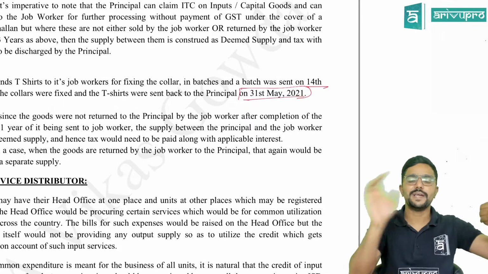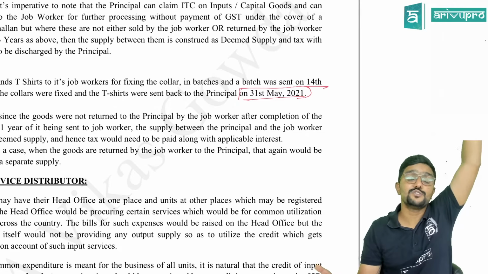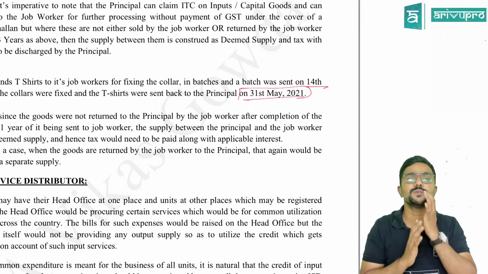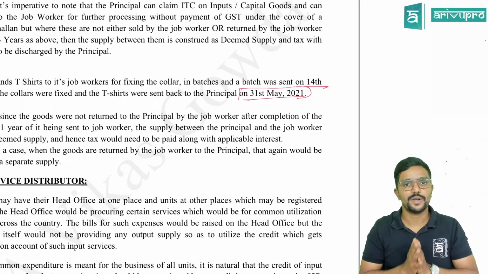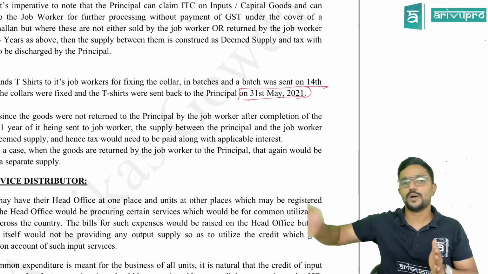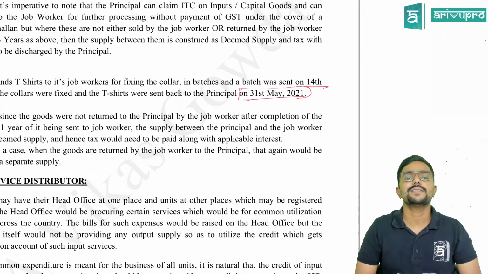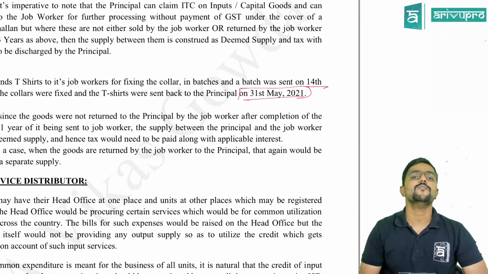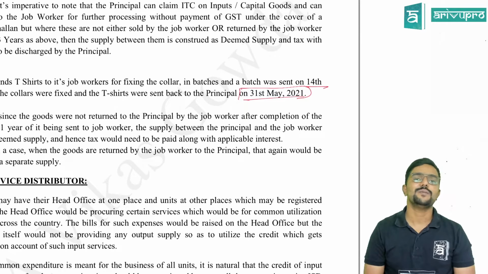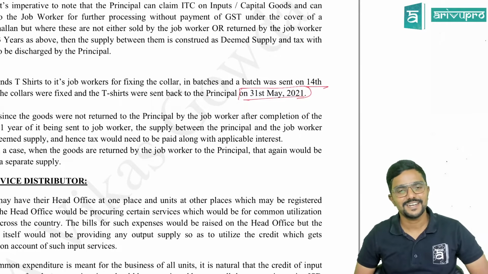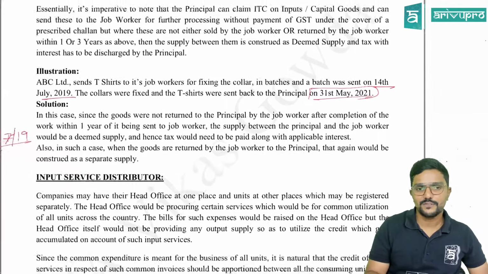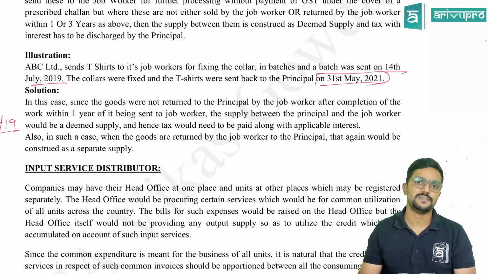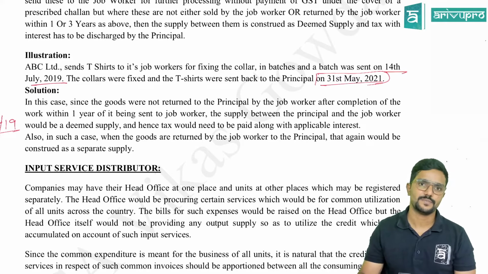One is from principal to job worker. When did it take place? 14th July 2019. So from that day till the day he pays the tax, the principal should also pay interest. Then there is a second supply, that is from job worker to principal. On what day? 31st May 2021. Who will pay tax on it? Job worker will pay tax on it. Is that clear, guys? So this is all about when the goods are sent to the job worker for job work, how to claim ITC or whether there is any supply or not.